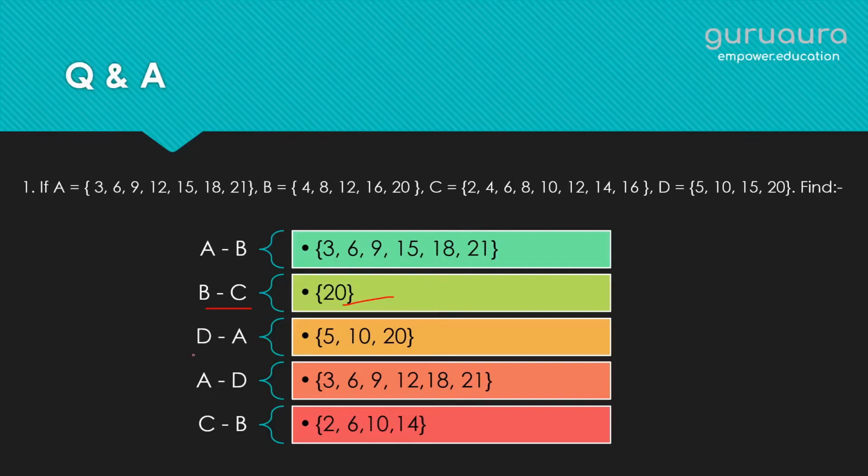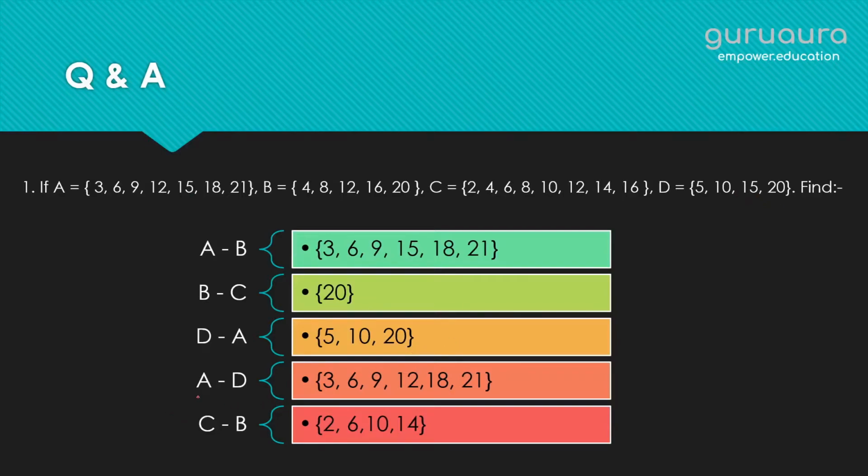Now let's see D minus A. D minus A will contain all those elements which are present only in D but not present in A. So, what are the elements? 5, 10, 15, 20, and we can see 15 in both the sets. So, D minus A will contain the elements 5, 10 and 20.